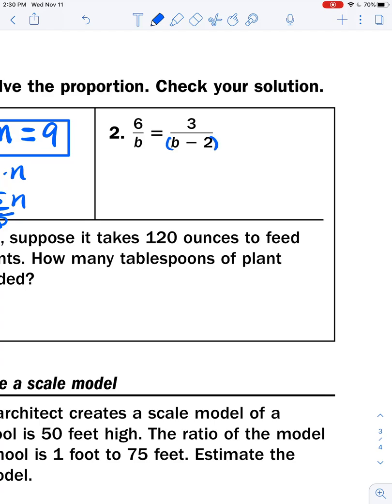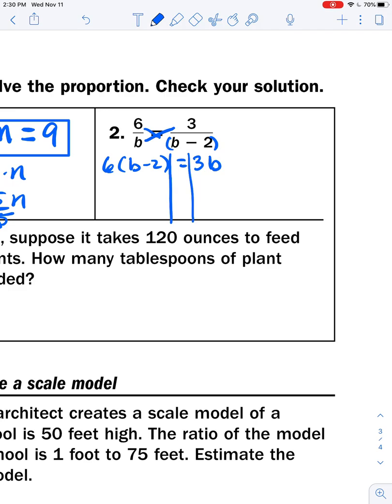Okay, so this one looks kind of tricky. So this one's going to take me a little bit more thinking. This is a thing. They travel around together. So when I do my cross products, I have to make sure that I'm going to multiply the 6 by the whole thing, not just by the b. The entire bottom, b minus 2, has to get multiplied by 6. So you can probably guess that I'm going to have to do some distributing. And then on the other diagonal, I have 3 times b.